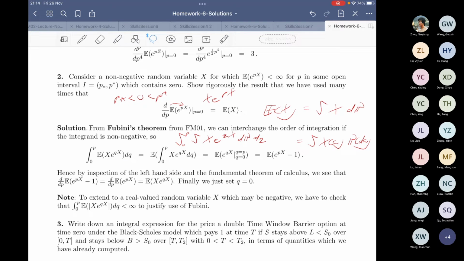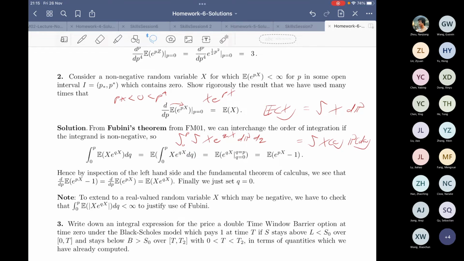So what have I done here? We have an integral of the function x e to the qx with respect to q. It's easier to look at the right-hand side: if you differentiate e to the qx with respect to q, you get back to this. So this is the indefinite integral of this with respect to the dummy variable q.